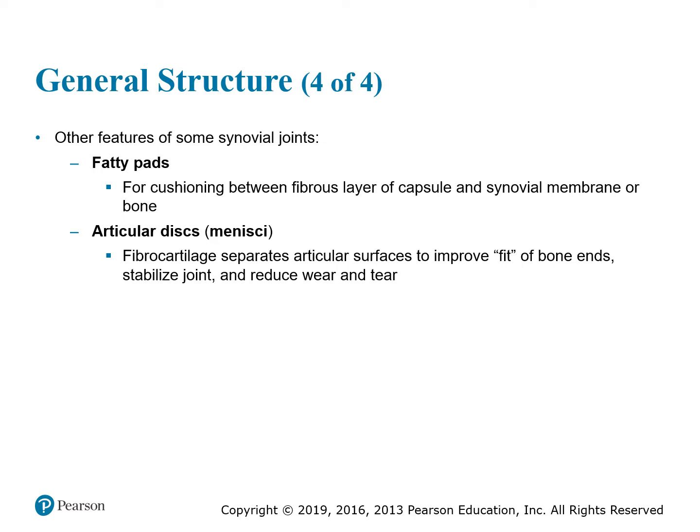Other features of some synovial joints include fatty pads, and this is for cushioning between the fibrous layer of the capsule and the synovial membrane or the bone. Also, you may find articular discs, also called menisci. These are fibrocartilage that separate the articular surfaces to improve the fit of the bone ends. Also, it will stabilize the joint and reduce the wear and tear to the bones.